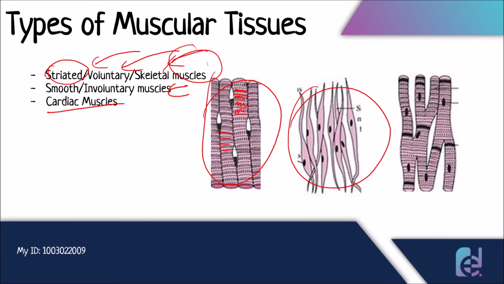Lastly, we have cardiac muscles. They're really special. They have striations, as you can see, dark, white, and they're also branched. None of these were branched before, but these are branched like the branches of a tree basically. These are cardiac muscles and they're present inside the heart.